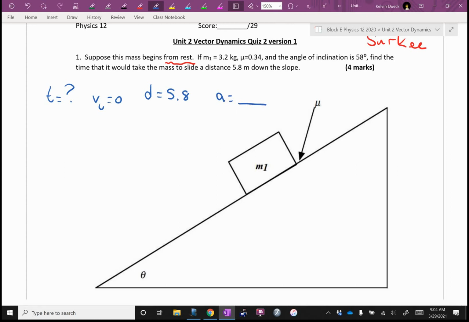I think I'm going to need to find the acceleration. So even though this question says find t, I'm going to spend a lot of my time finding a. I'll walk through this though. I think the equation that I would use is going to be d equals at squared over 2. d equals a half at squared.